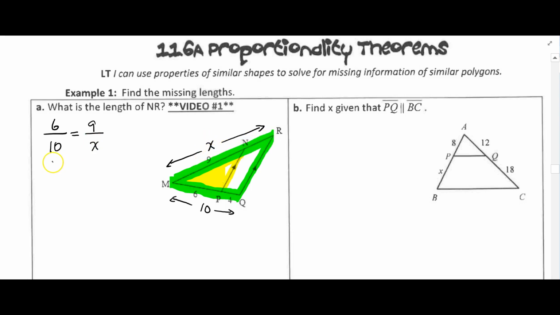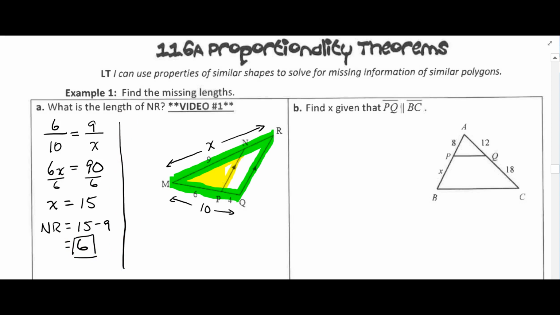So I'm going to cross multiply. I get 6X is equal to 90. Divide both sides by 6. And I get X is equal to 15. So now that I know that X is 15, I can go ahead and find NR by subtracting 15 and 9. So 15 minus 9, which is equal to 6.